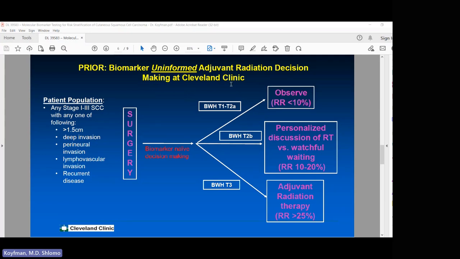For the Brigham T1 and T2A patients, we typically observe them because the risk of recurrence tends to be less than 10%. And in the T2B world, where it's between 10 and 20%, we have a personalized discussion about adjuvant radiation versus watchful waiting, and we make as good a shared decision as we can. This was the reality until a few years ago.